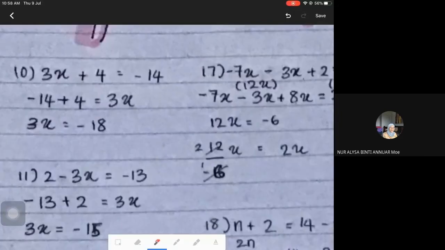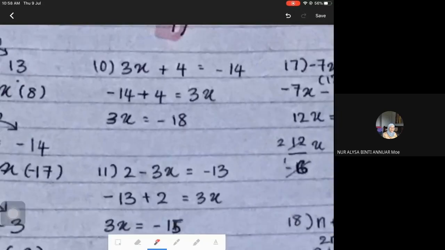Okay, now 3. The question is 3x plus 4 equals to negative. Okay. Martin, are you here? Yes. Macam mana Fatin buat ni? Can you explain what's on your mind?